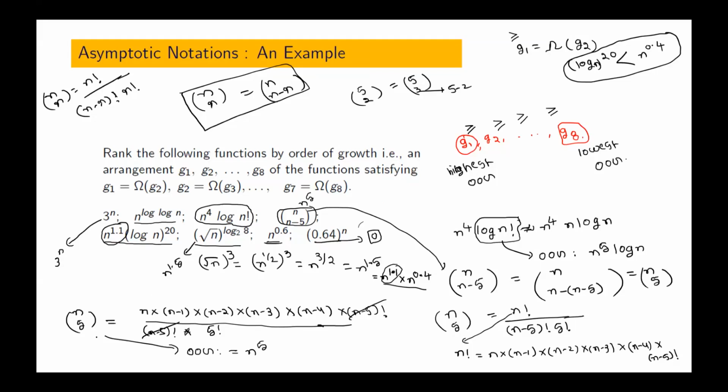Now I am going to put order. This is smallest, so this is G8. Yes, G8. Now you tell me what is G7? Now we have order of growth of all functions here. Which is G7? n power 0.6.